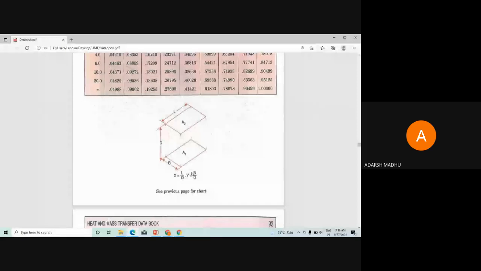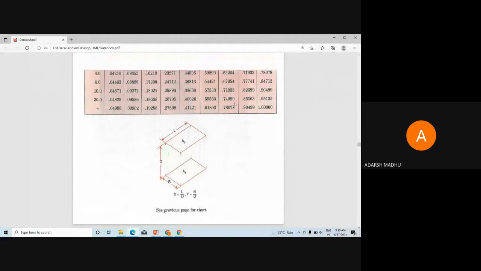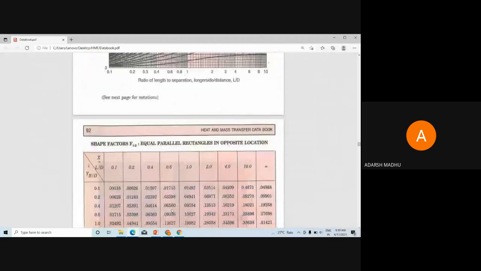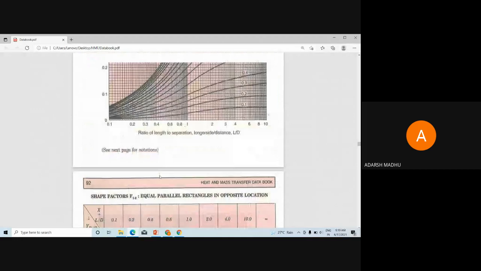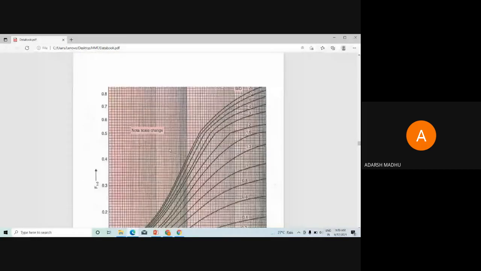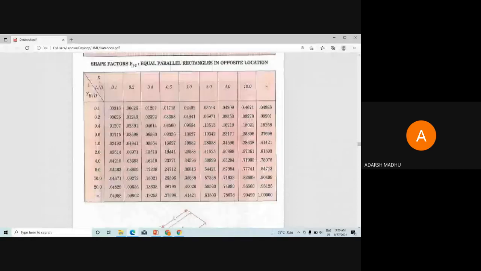What is L and what is B? The larger side is L. The smaller side is B, and the distance between the two planes is D. Just find the value of X and Y using a table or by this curve. We can find the value of the shape factor for this type of problem.